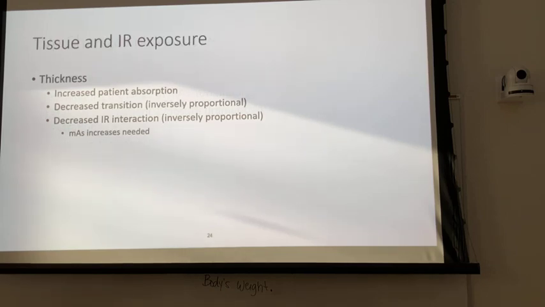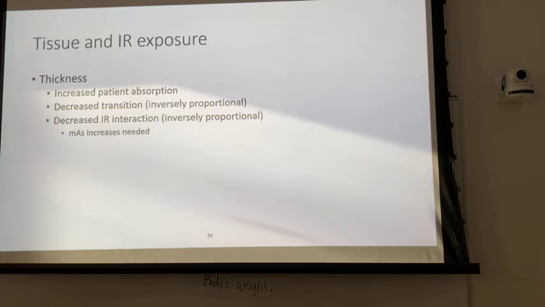So we talked about tissue and different tissue types, tissue thickness. Whenever we have an increase in tissue thickness, and if you remember from Wednesday, we talked about not confusing the effects of scatter radiation as tissue thickness increases and its effect on the image receptor. So if we increase thickness, we increase patient absorption, so patient dose goes up. It decreases transmission, and it's inversely proportional, so as patient thickness goes up, transmission decreases, and it decreases the exposure on the image receptor, and it's also inversely proportional.